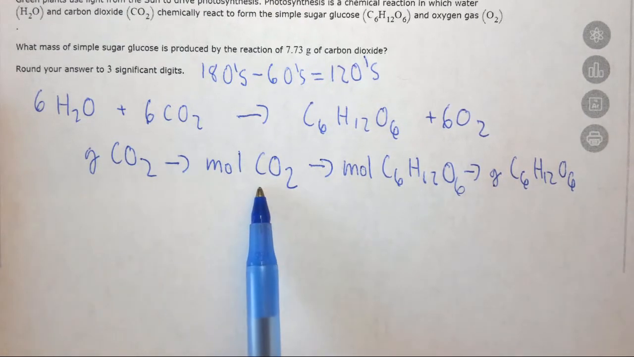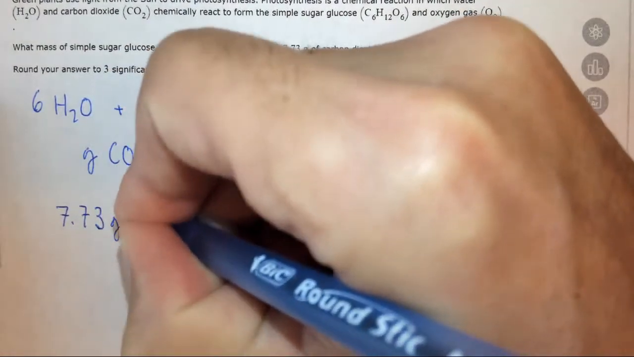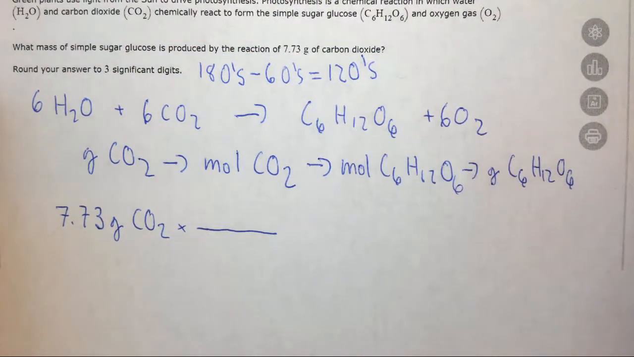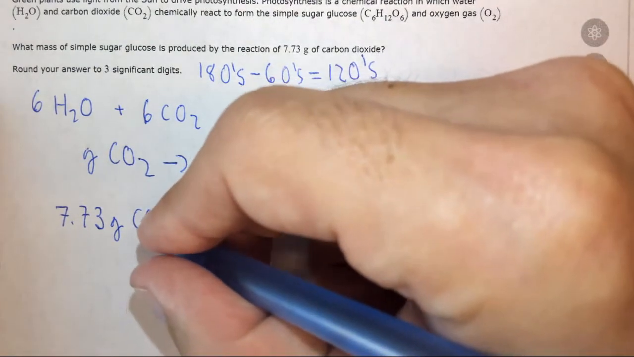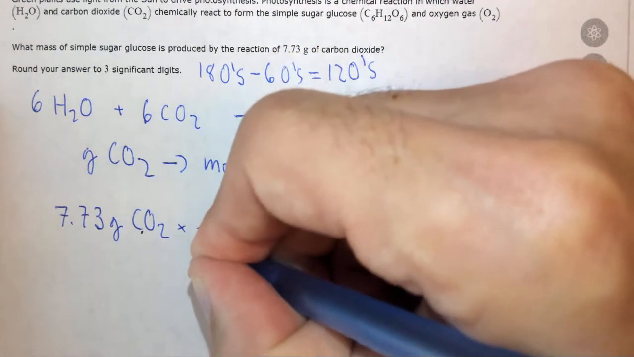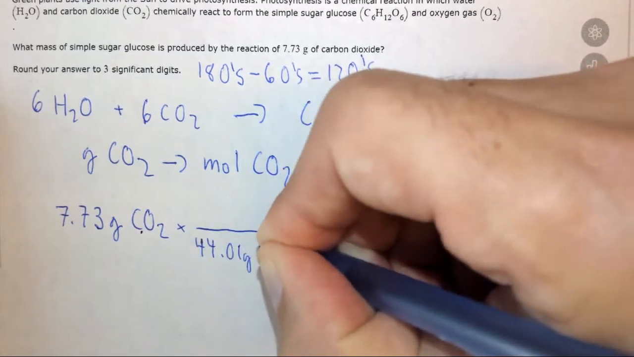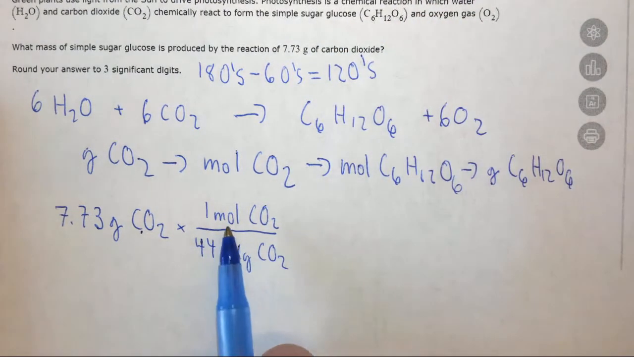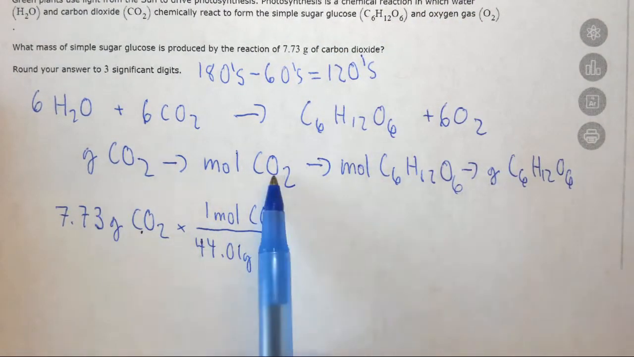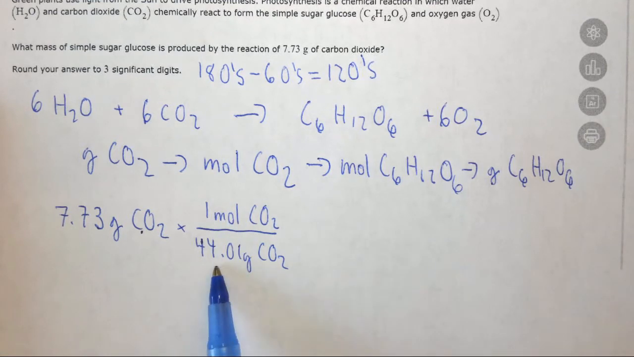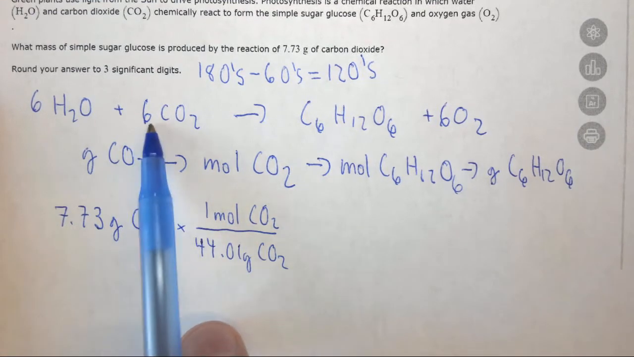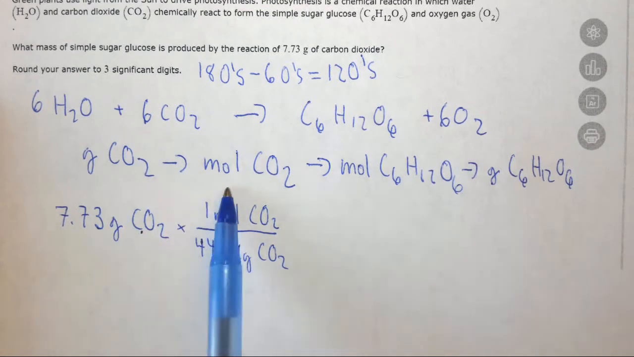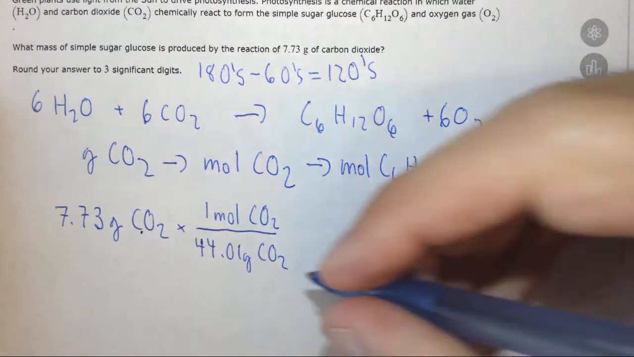To go from grams to moles, we need to use the molar mass. So in this case, we're starting with 7.73 grams of CO2 times, we want to put the molar mass on the bottom, which we add up carbon and 2 oxygens from the periodic table, and we find out that that's 44.01 grams of CO2, and on top 1 mole of CO2, because this is the mass of 1 mole. Remember that all of these come from equalities. 1 mole equals 44.01 grams. Do not use the stoichiometric coefficient when converting from grams to moles or moles to grams.